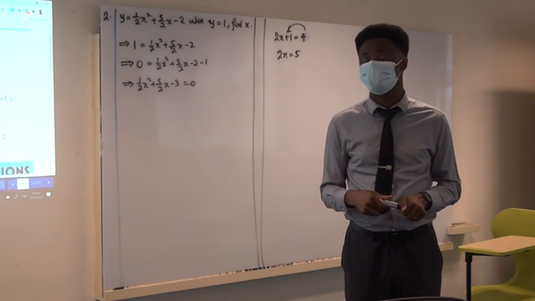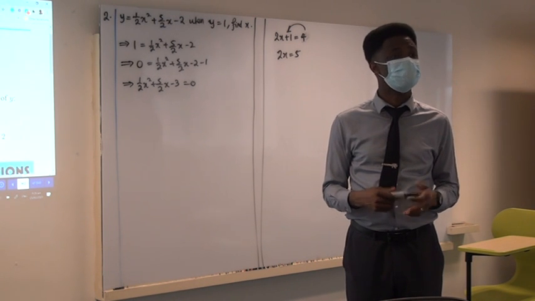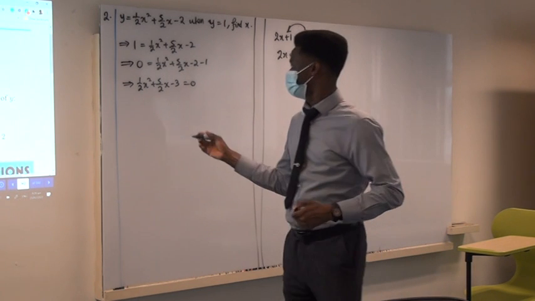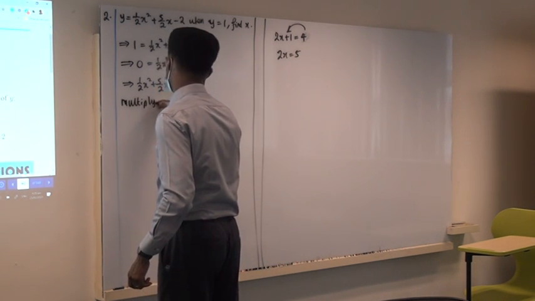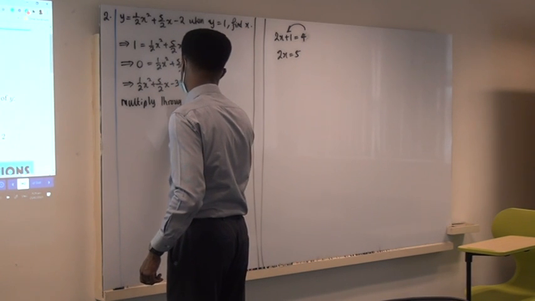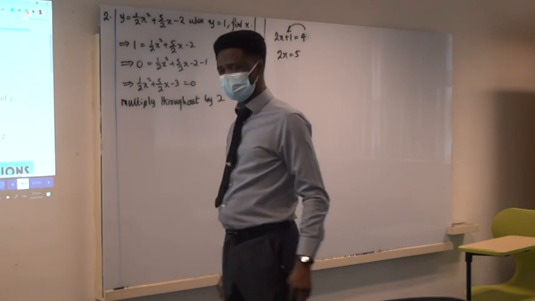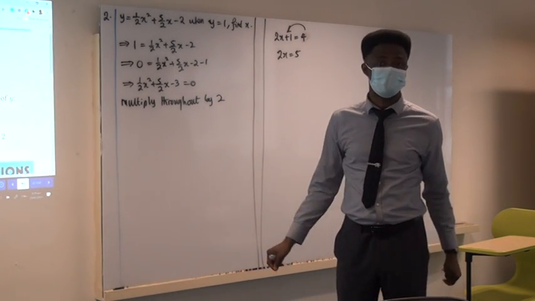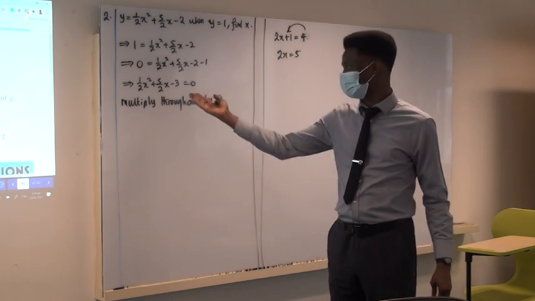You times the equation by 2. You multiply every term by 2 to remove the fraction, to clear the fraction. Okay? So you multiply by 2. You multiply through or throughout or each term, depending on whatever grammar you want to use, just know what you're doing. And of course, you don't have to write that. So anytime you are clearing the fraction, you multiply by the denominator, you know, the LCM.